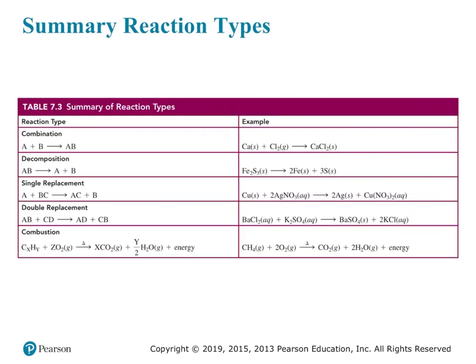Now, in your textbook, there's a nice little summary table, table 7.3. So if you want to make flashcards for these different types of reactions, I recommend, for instance, if we look at the combination reaction type here, you could write combination on one side of your flashcard, and then on the other side, you could write A plus B becomes AB, which is just our generic reaction symbols. So that could help you memorize these different types of reactions.